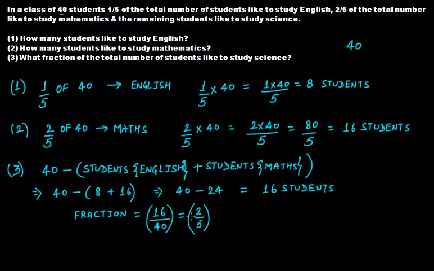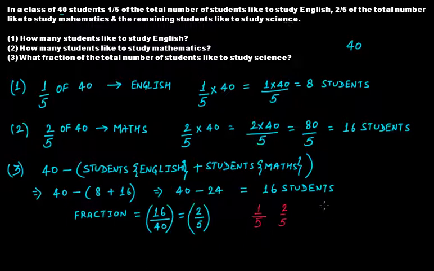But there is another way to find this third part of the problem. And what will that be? If you look closely and focus on this portion, it says that in a class of 40 students, 1/5 of the total number of students like to study English, 2/5 of the total number like to study mathematics. So what it's saying is 1/5 like English, 2/5 like mathematics.